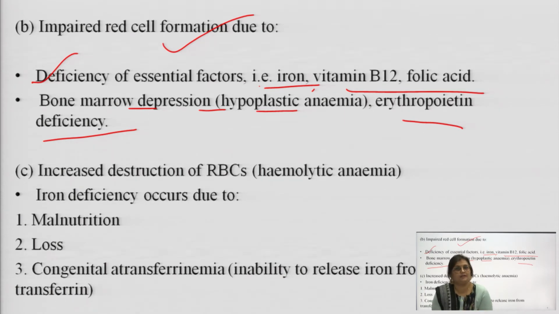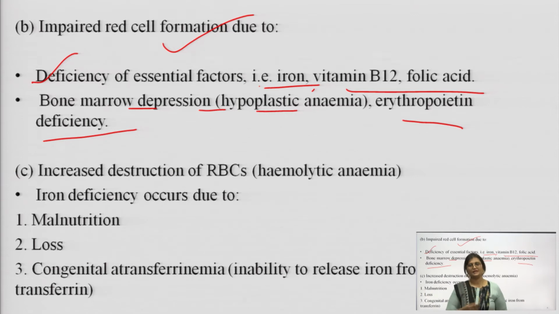The other reason is bone marrow depression, also known as hypoplastic anemia. Another reason for impaired red cell formation is erythropoietin deficiency, which is another major reason for impaired red cell formation.